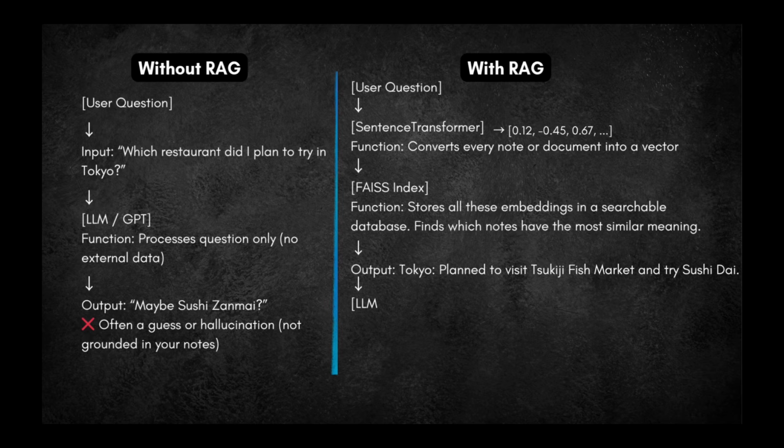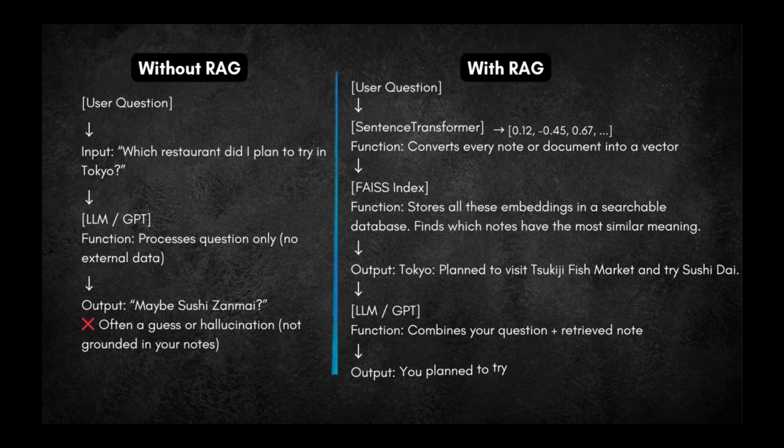This note goes to the LLM. In our case, it is GPT. The LLM combines your question with the retrieved note and then outputs the correct answer. RAG first retrieves your actual notes before GPT answers. The final response is now grounded in your real data, not a guess.